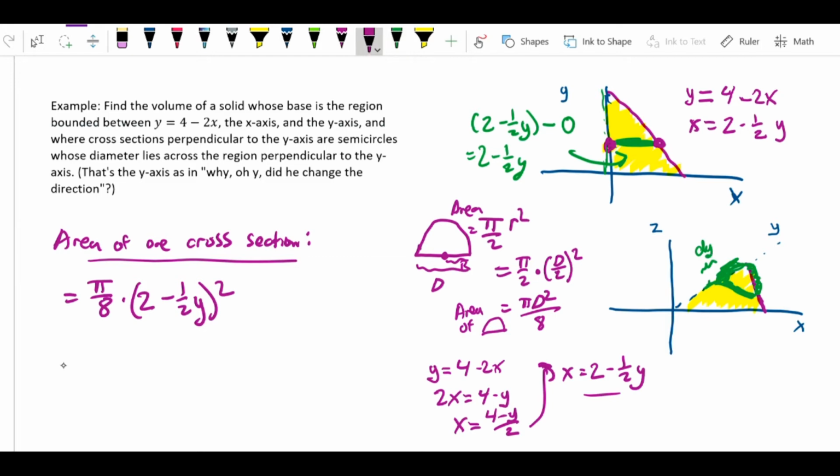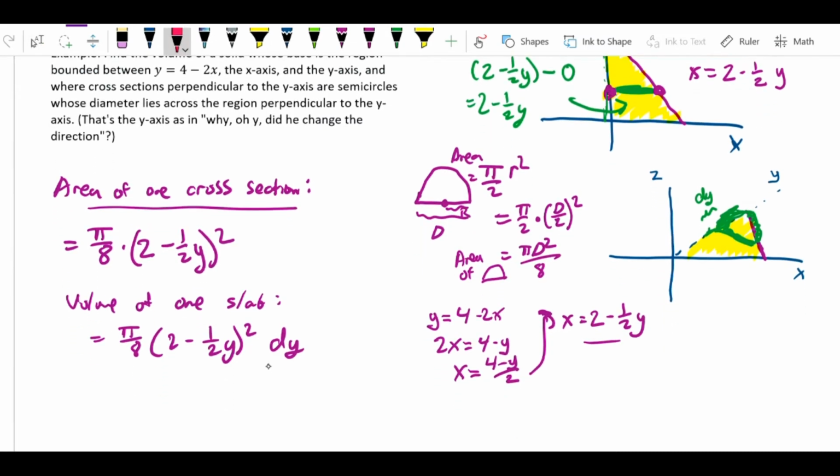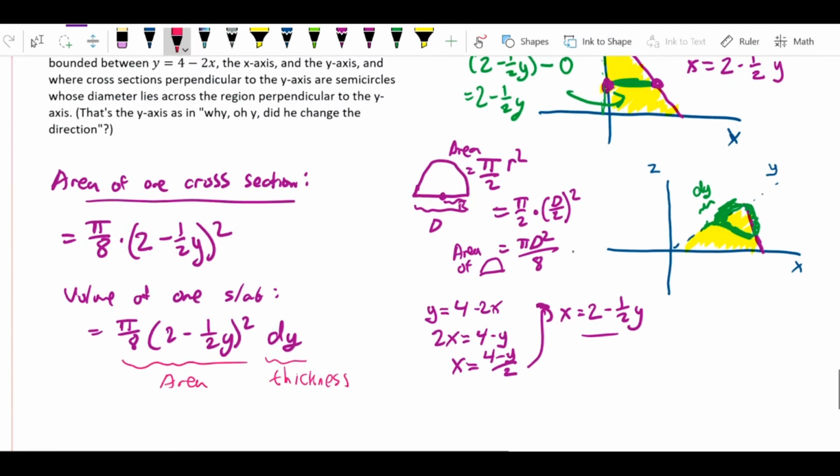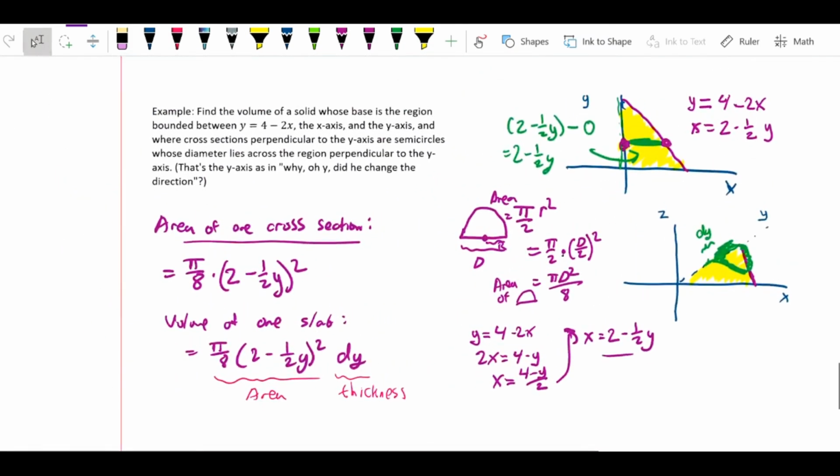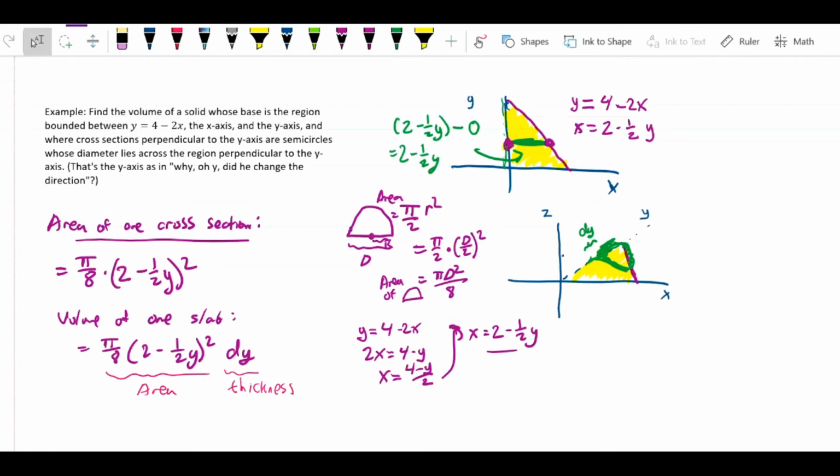So the volume of one slab is equal to pi over 8, 2 minus 1/2 y squared dy, where this is the thickness and this is the area. So now we have the volume of one cross-sectional slab, and we can simply integrate it from the lowest possible y value up to the highest possible y value.